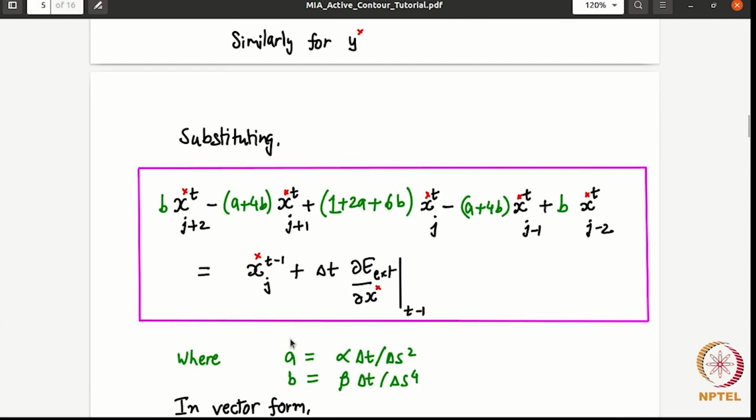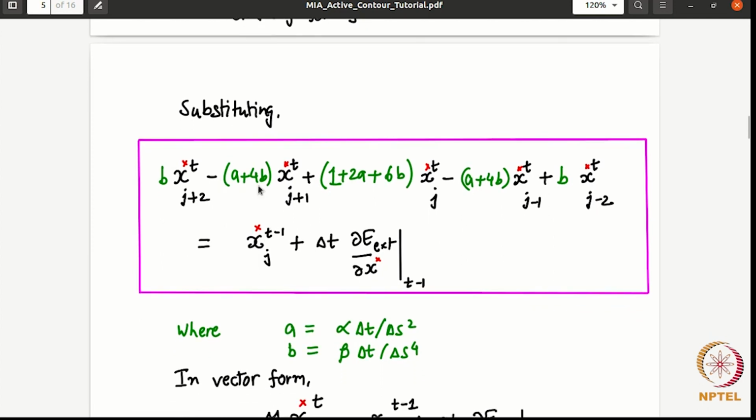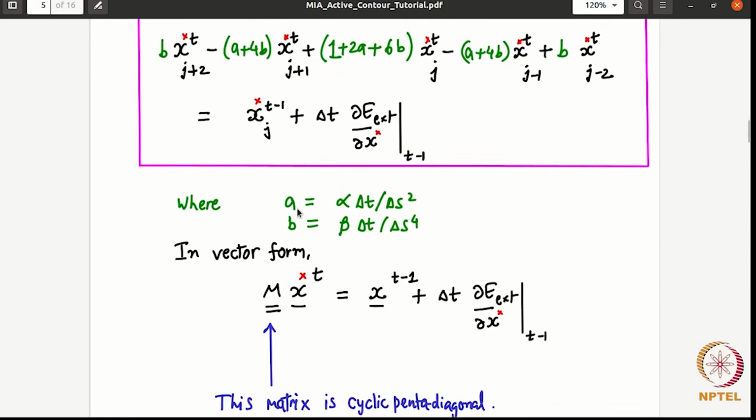So when we substitute these values, we get a pentadiagonal matrix structure with coefficients as shown here: b, minus a plus 4b, 1 plus 2a plus 6b, right? Where the values of a and b are alpha delta t by delta s square, and beta delta t by delta s to the power 4.